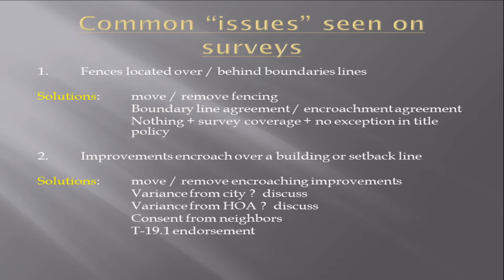Sometimes the solution is to do nothing and turn to the title company and say, okay, can you just remove the exception? We've got a fence that is located 1 foot inside our boundary line. It's our fence and we placed it behind the boundary line on purpose. Why, title company, are you taking exception to it? Well, I don't know.